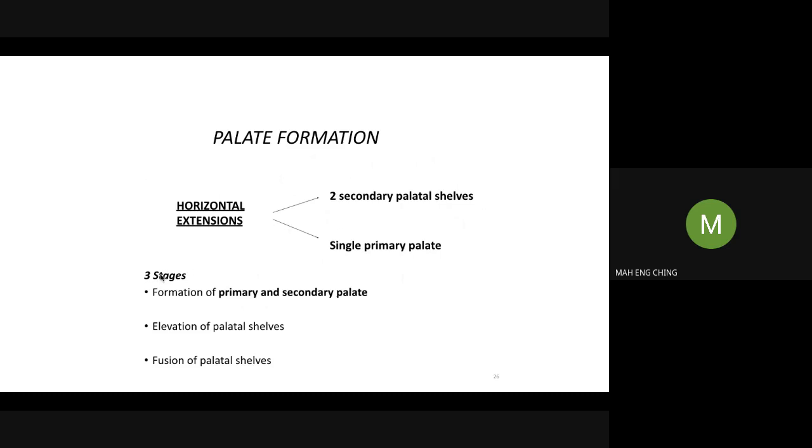So there are 3 stages: formation of the primary and secondary palate, the elevation of the palatal shelves, and then they join together, which is the fusion of the palatal shelves. First the formation, then later the elevation of the palatal shelves, then after that they will join together. Again, we use a picture to explain this better.